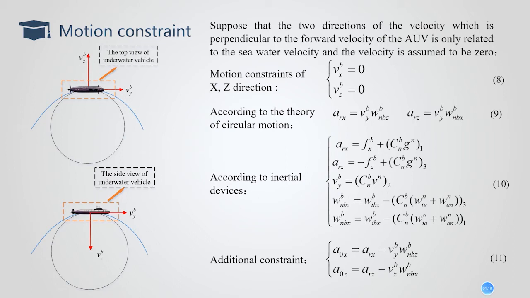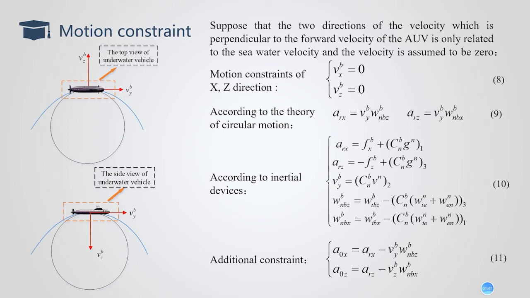The operating environment of the submarine is usually more than 10 meters underwater, and the wave flow is relatively gentle. It can be considered that the two directions of the submarine perpendicular to the forward speed are only related to the seawater velocity, and assuming that the velocity is zero, the constraint conditions can be obtained as Formula 8.